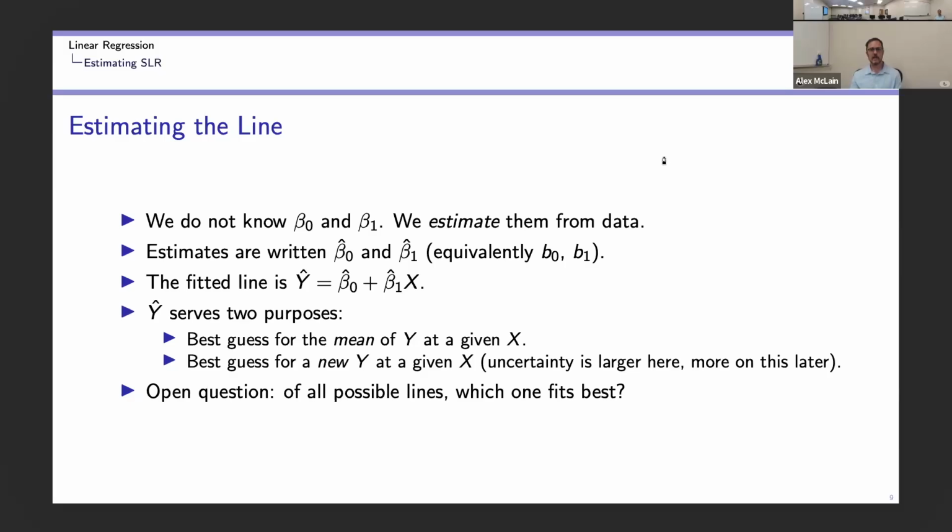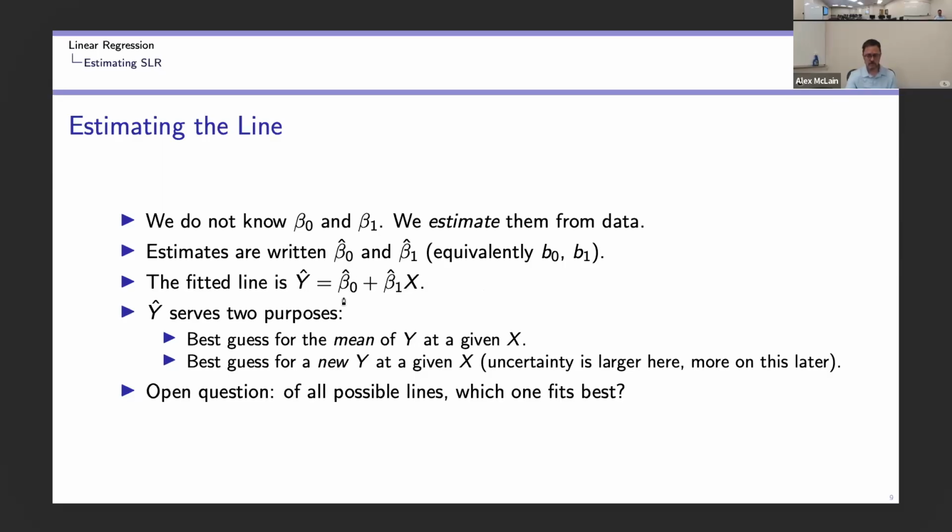And then we have our fitted line, which is beta 0 hat plus beta 1 hat times X. So this is going to be our best estimate of the mean. So you give me an X, I can plug it into that fitted line, multiply it by beta 1 hat, add beta 0 hat, and then I have my best guess for what Y is. That is going to be Y hat. That's, as I said, the best estimate for the mean of Y given X. Best guess for a new Y given X.